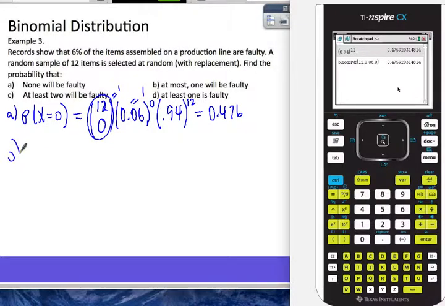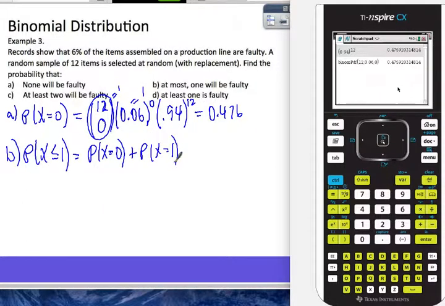In part B, the probability of at most 1 will be faulty. So in this case, it's the probability that x is less than or equal to 1. You could do each one of these individually. It's the probability that there's no faulties plus the probability that there's 1 faulty. So you could do both of these the same as the calculation that was done above, and add them. But again, the calculator can do this for you.